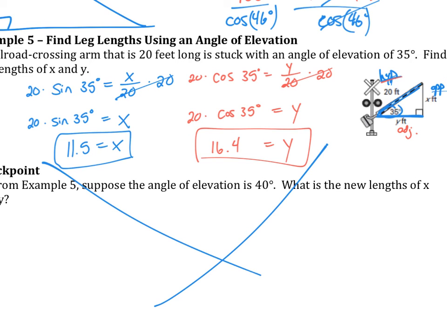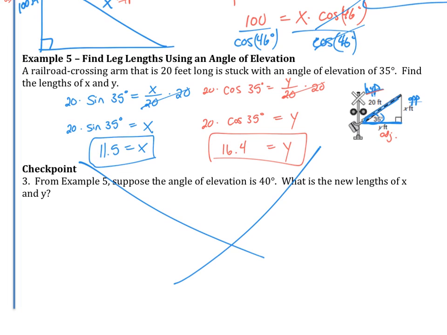Okay, so again, the adjacent is cosine. The opposite is when we use sine. Okay, so opposite hypotenuse sine, adjacent hypotenuse is cosine. So that's why we had, in red was cosine, and in blue was the sine. All right, and that's all we got for this lesson.